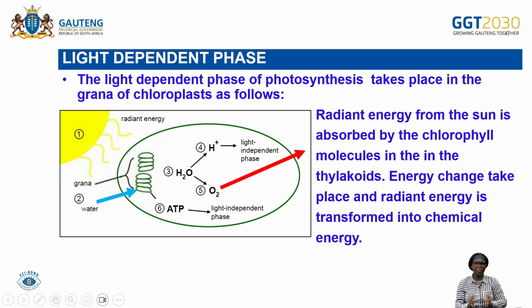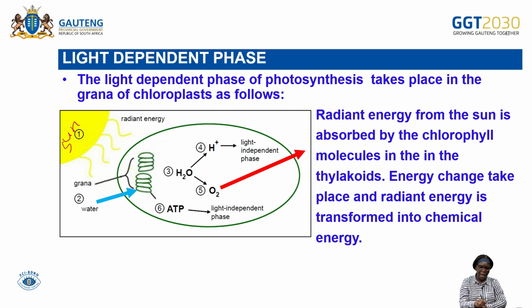Listen attentively. Light-dependent phase of photosynthesis occurs in the grana of the chloroplast. Let's look at one. One is what? It's the sun. One is the sun. Oops, my pen doesn't want to write properly. Oh yes, the sun. From the sun we get radiant energy. The radiant energy will be absorbed in the grana of the chloroplast.